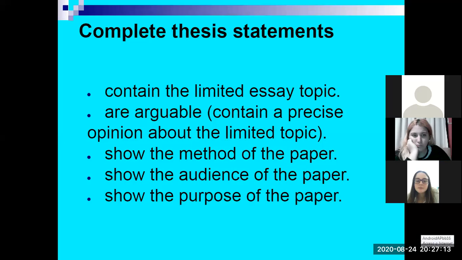There is another thing when we establish the purpose: we have to show the method. Which method are you going to use? And show the audience of the paper, show the purpose of the paper.